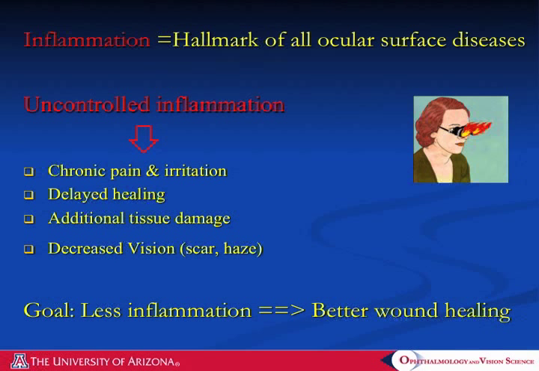What happens if there is uncontrolled inflammation? Then the patient is in big discomfort, there is chronic pain and irritation, the healing is delayed, sometimes there is additional tissue damage that can occur, and also there are vision-threatening complications like scars that are becoming permanent. So our goal as surgeons is to decrease that inflammation, and one way to do it is through the amniotic membrane, because it does allow a better wound healing.